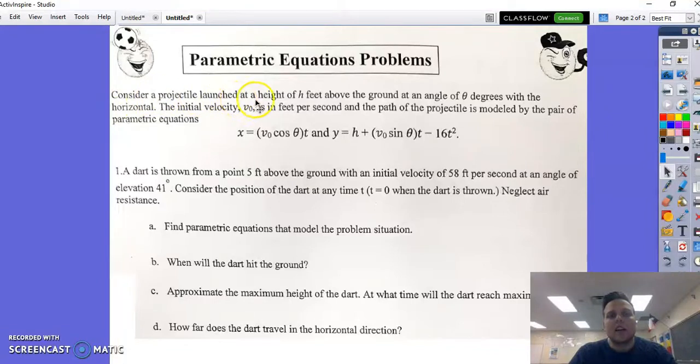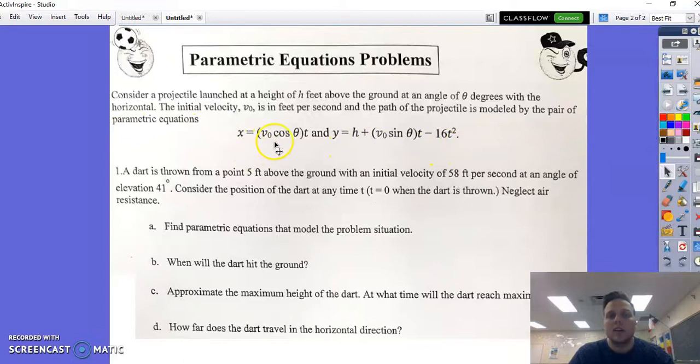Consider a projectile launched at a height of h feet above the ground at an angle theta degrees with the horizontal. The initial velocity v naught. Okay, you see this v with a little 0? That means v naught. It means your original velocity, your initial velocity, is in feet per second. The path of the projectile is modeled by the pair of parametric equations.